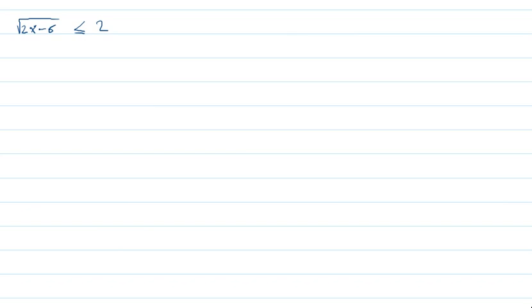Let's take a look at this example here. The square root of 2x minus 6 less than or equal to 2. We can take it as a cubic root. Let's try an odd radical. In this case, this is isolated and there is no need to check underneath the radical because it's odd. So all we need to do is just 2x minus 6 less than or equal to 2.